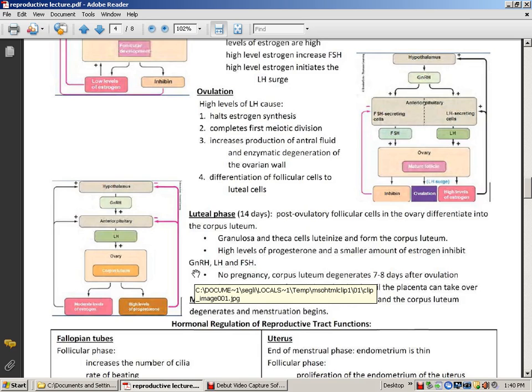The egg itself only stays alive for 24 hours. That's it. If it's not fertilized, the egg dies. The sperm stays alive for about 48 to 72 hours on average. So what's that tell you? When she ovulates, is that a good time to start having sex?